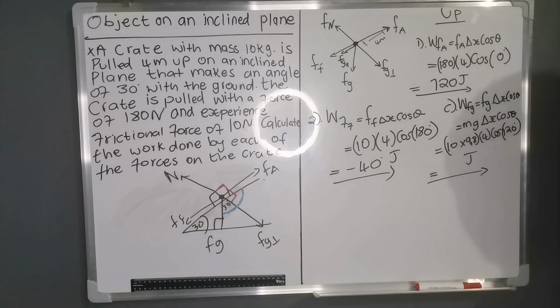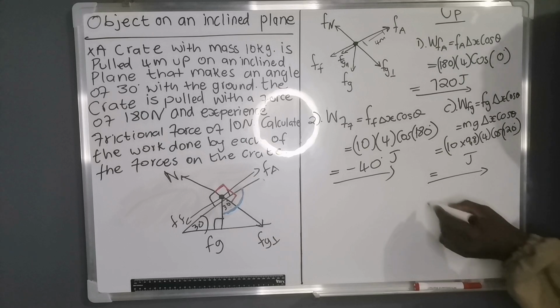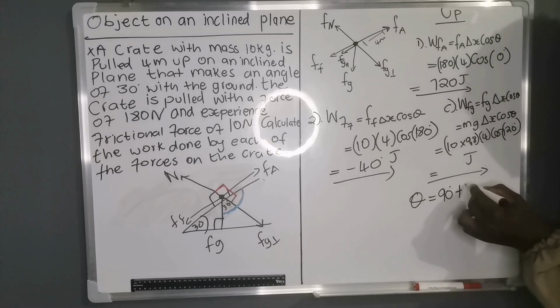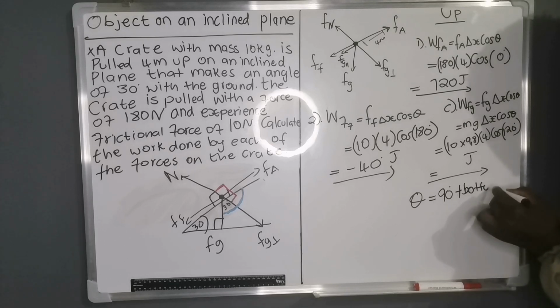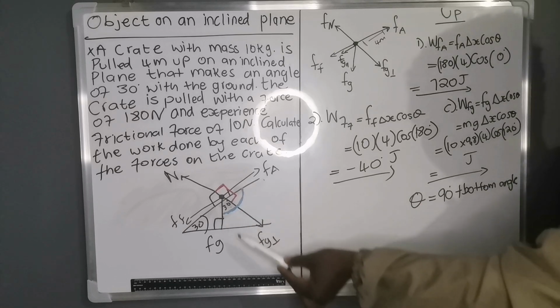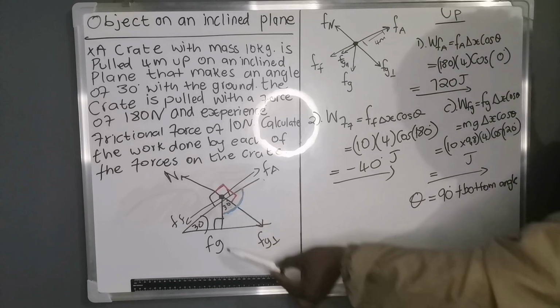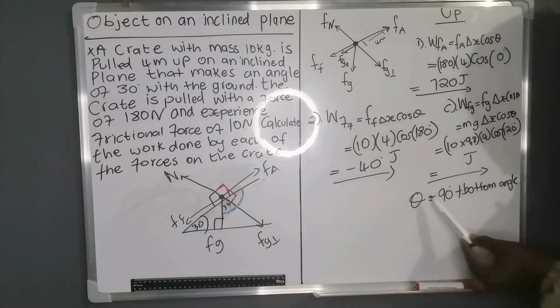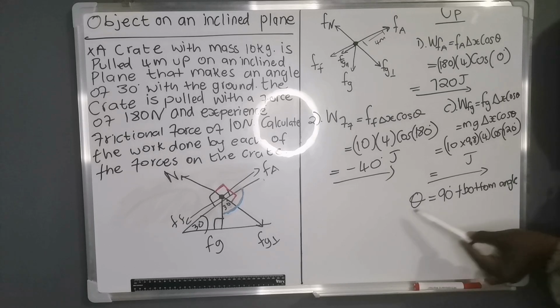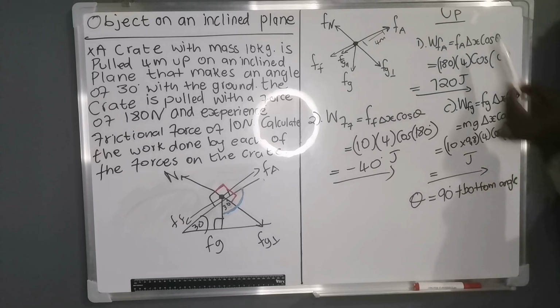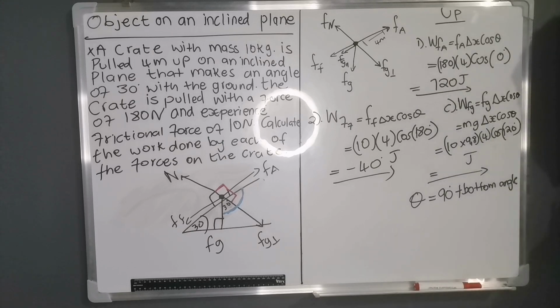So how do you find this angle? Alternatively, you can find this theta angle by saying theta is equal to 90 degrees plus the bottom angle. To avoid going through this process, you can just say it like this: if you want Fg, just say 90 degrees plus the bottom angle, 90 degrees plus 30 degrees. You only say plus if and only if our grid is going up. Note that.